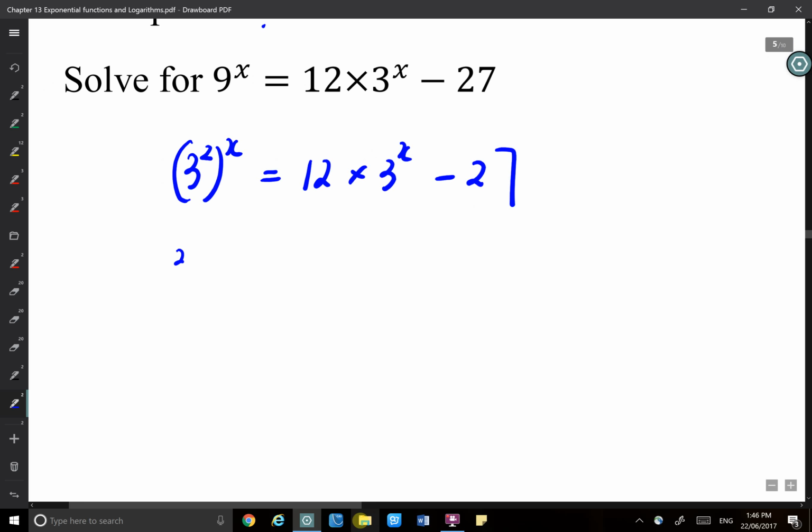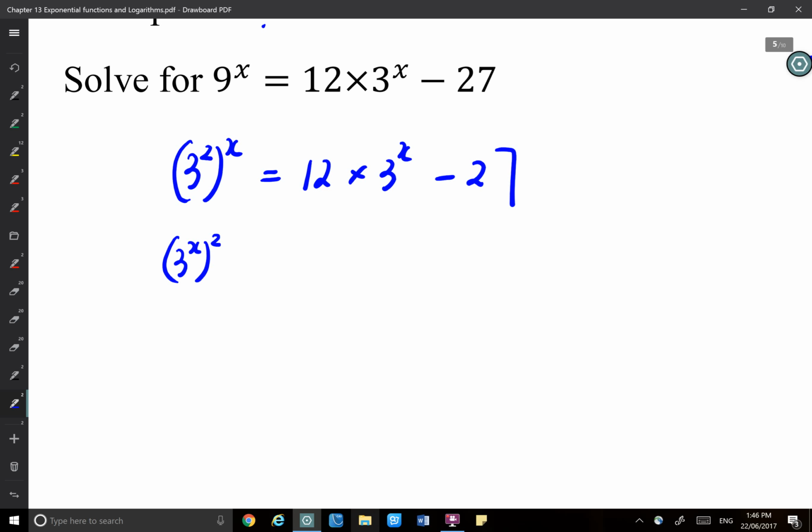The next thing is I will swap the order of this x and this 2. Because power of 2 and then power of x is the same as power of x and then power of 2. So it doesn't matter, I can change that.